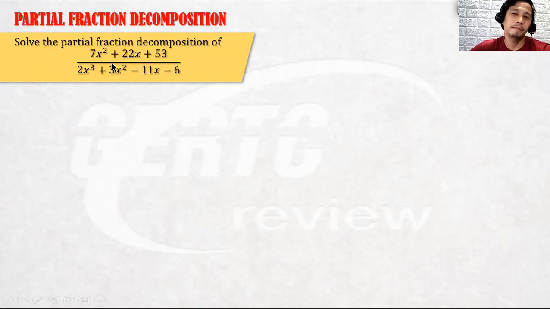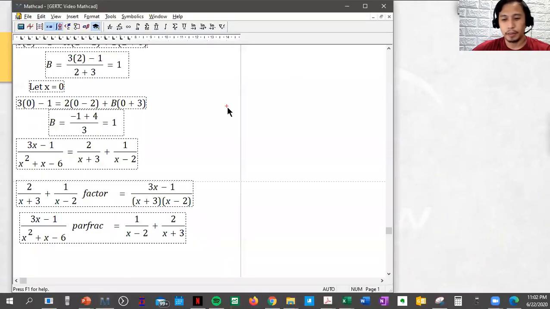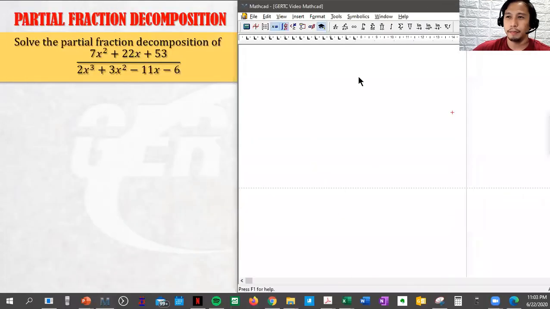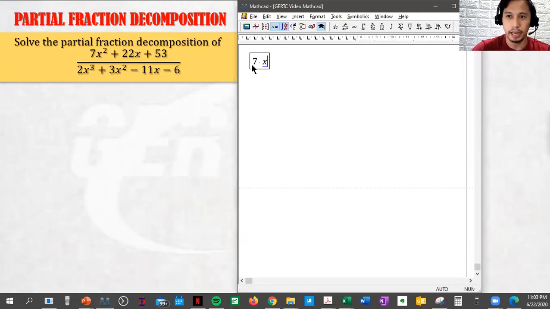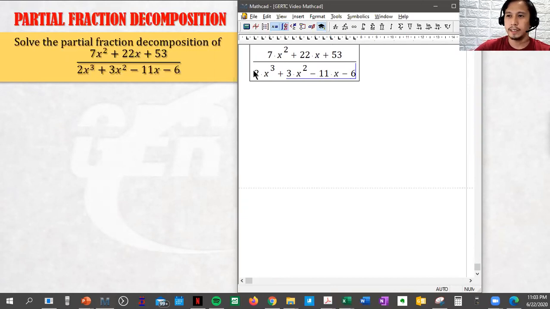So, dito, as you see, the denominator is not yet written in factored form. We do not even know if this is factorable. Well, to find that out, pwede natin gamitin yung calculator. Ganito. Let me write the given muna. The given: 7x squared plus 22x plus 53 all over 2x cubed plus 3x squared minus 11x minus 6. Okay.